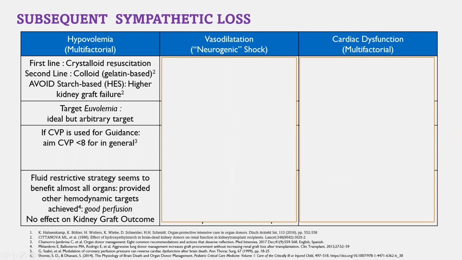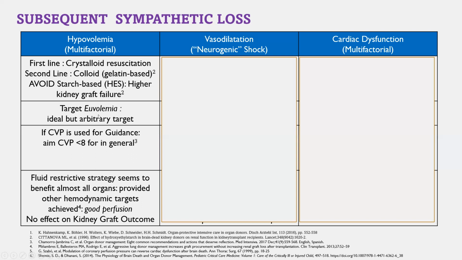And second line, we can use colloid or gelatin base. However, if possible, we may not use this, but if it's really needed to maintain the blood pressure, you may use that. However, while gelatin-based colloid can be used, you need to avoid starch base, HES. This has been shown in a study by Chitanova et al. They have shown that higher kidney graft failure can occur if you resuscitate the patient with starch-based fluid.